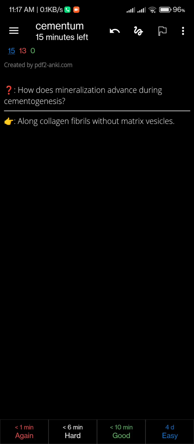How does mineralization advance during cementogenesis? Along collagen fibers without matrix vesicles.